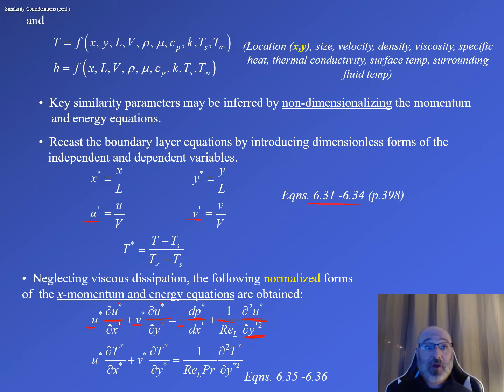This relationship, along with this relationship, can both be found in the table and relate to our equations 6.35 and 6.36. So the second equation has that same u star, which is u over V, times the partial of temperature with respect to position x, plus our v star times the partial of T with respect to y, is equal to 1 over our Reynolds number times our Prandtl number times the second partial derivative of temperature with respect to y. Again, this all comes from that table related to these equations.